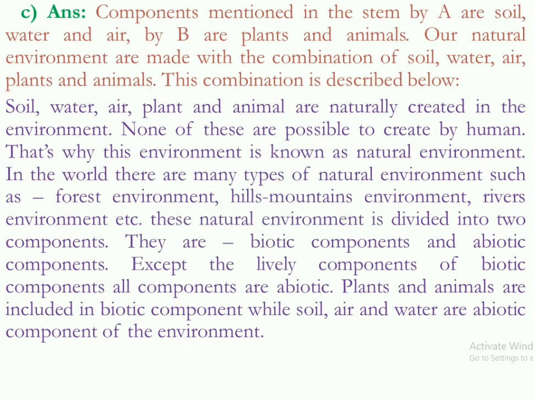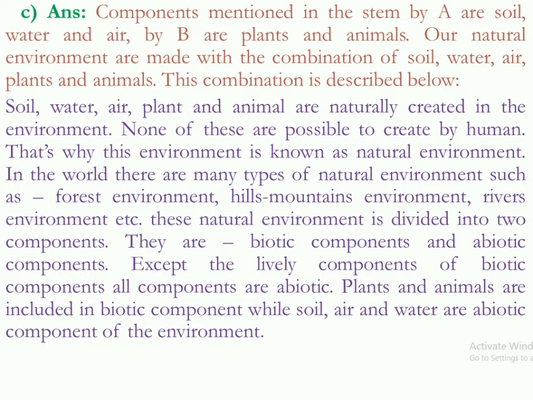Soil, water, air, plant and animal are naturally created in the environment. None of these are possible to create by human. That's why this environment is known as natural environment. In the world, there are many types of natural environment such as forest environment, hills, mountains environment, rivers environment, etc. This natural environment is divided into two components. They are biotic components and abiotic components. Except the living components of biotic, all components are abiotic. That means only the living beings belong to biotic components.